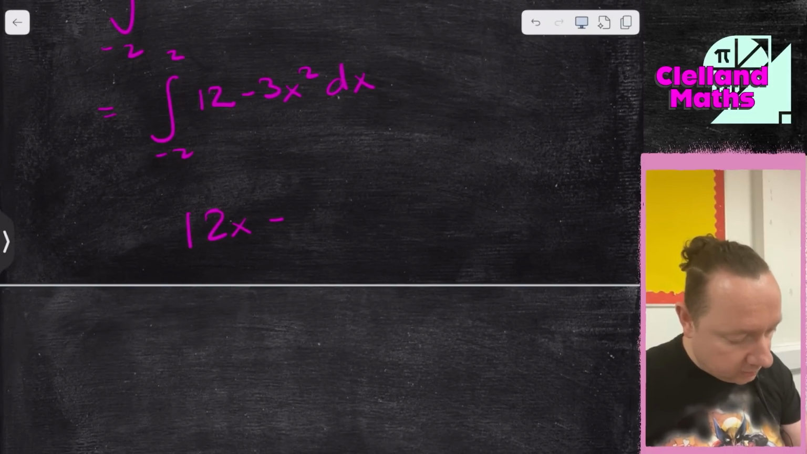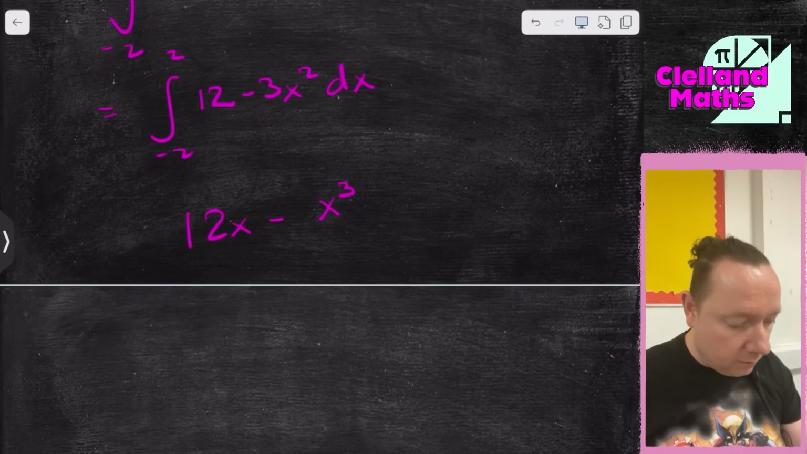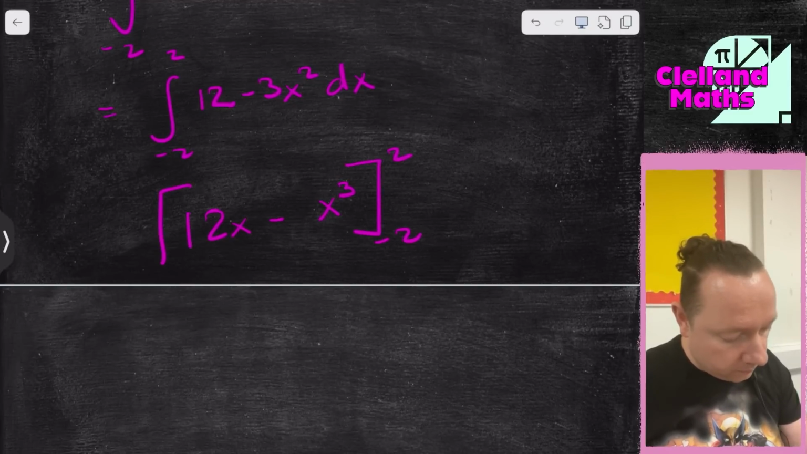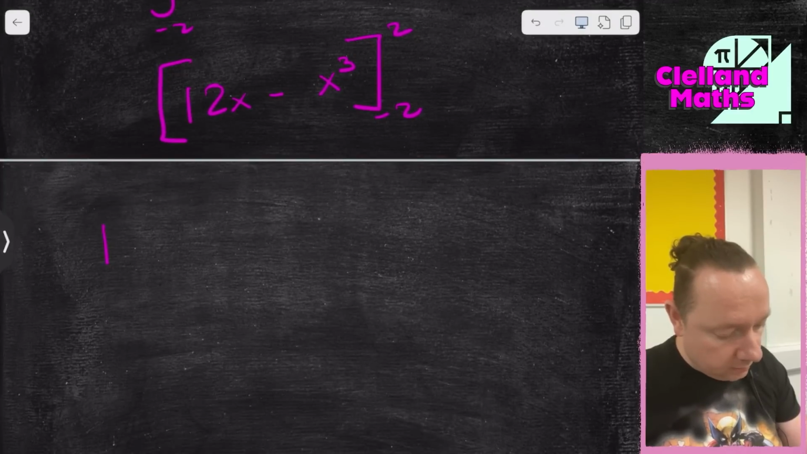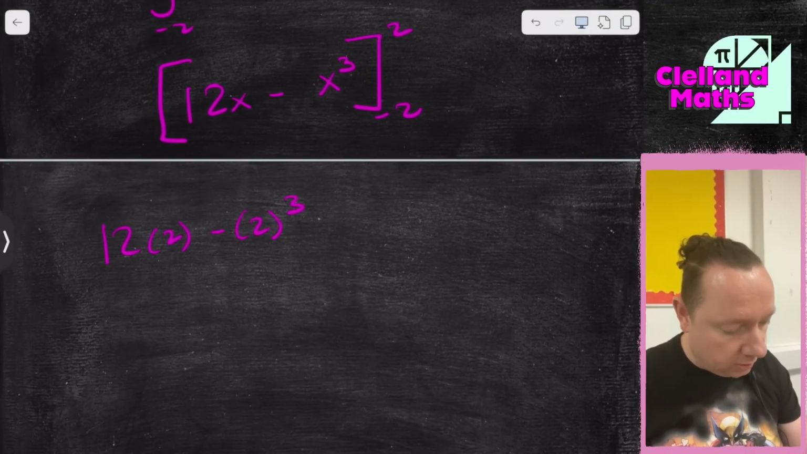Minus, I've got x cubed, adding 1, and then 3 divided by 3 is 1, so it's just minus x cubed. And I need to sub in minus 2 and 2. So I put a 2 in. Now always write out what you're doing, because you get a mark for the substitution.